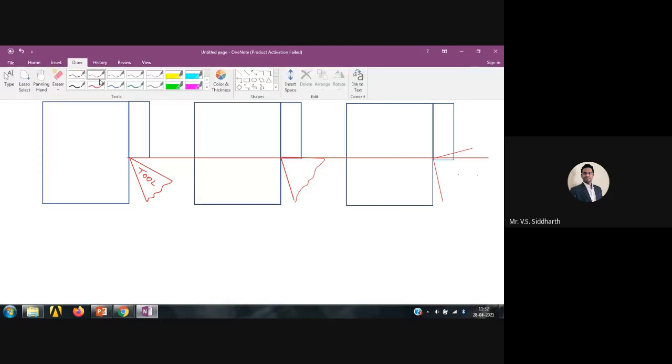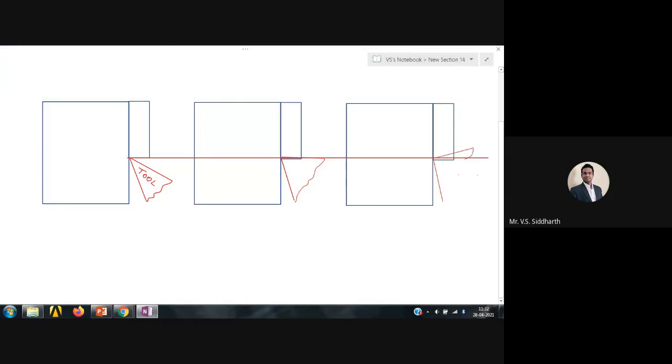Diploma students, can you tell me what I'm trying to draw? Hmm?